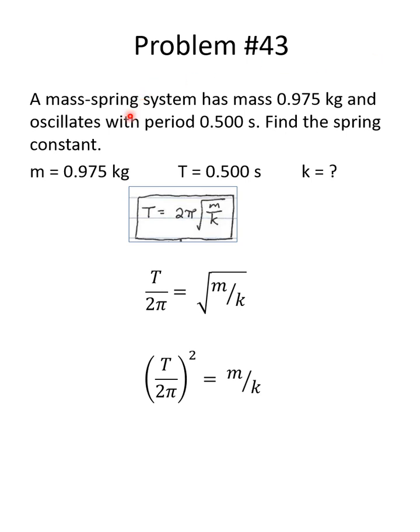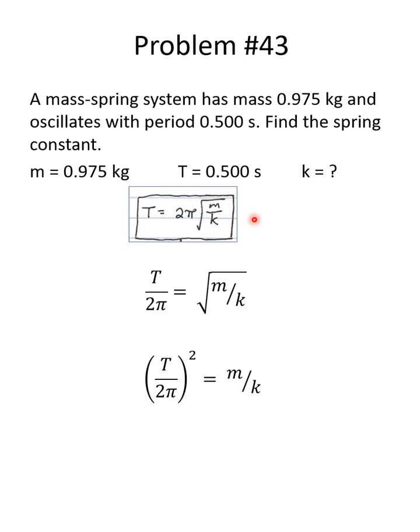Here I've listed out the given information and shown what we're looking for, k equals. And given that we have the mass and the period and we want to know k, this looks like the appropriate equation to use. Period equals 2 pi times the square root of m over k. Let's go through the algebra. So step by step, we're going to get that k by itself.